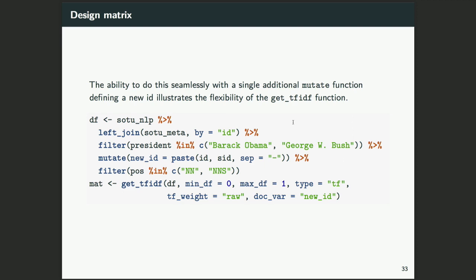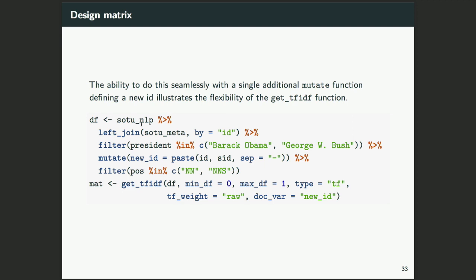So what we're going to do here is take the data set, or NLP, join it into our metadata, and pick out just the two presidents we want to look at, George Bush and Barack Obama. I'm going to create a new ID, pasting together the ID, which is the document or speech, and the SID, which is the ID of the sentence. So my new ID is now what I think of as the document ID. Then as before, we'll filter out just the nouns. Then I call the get TF-IDF function and add an option where I set the document var; it's not the default ID, it's now this new ID.